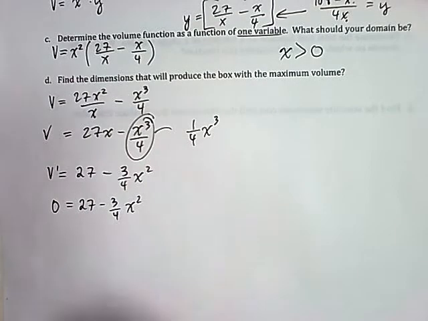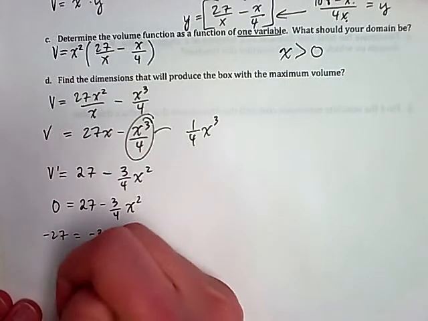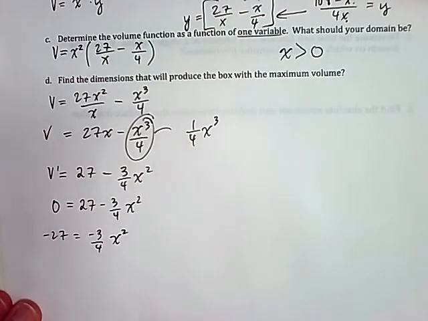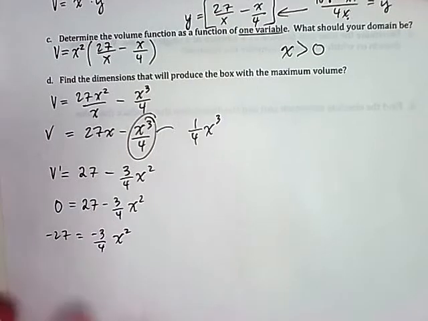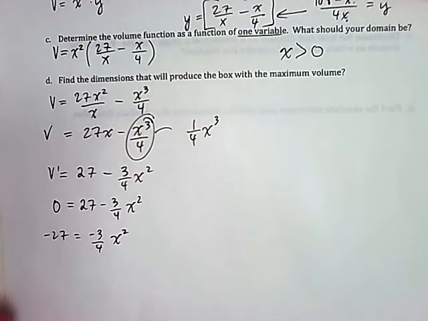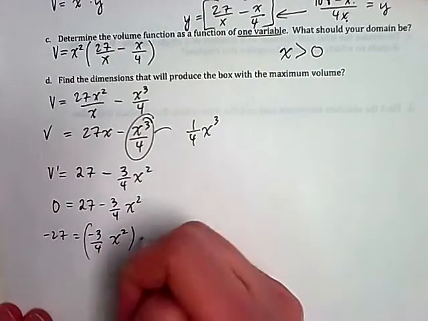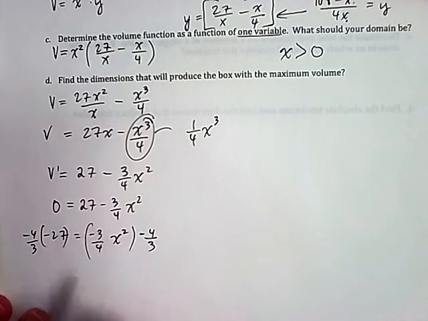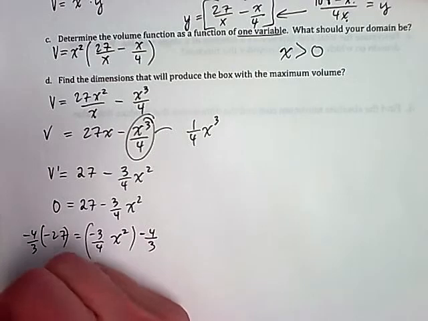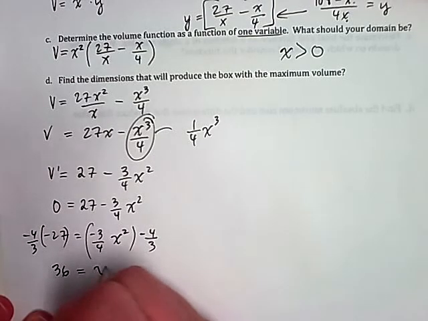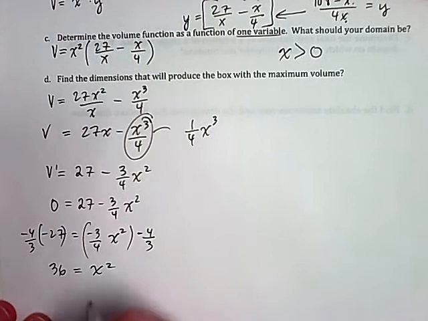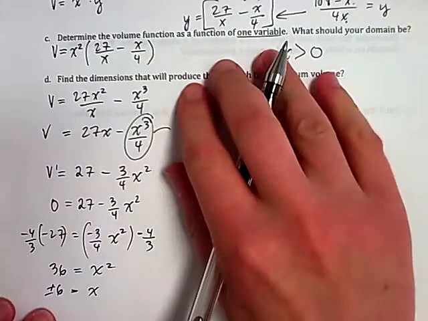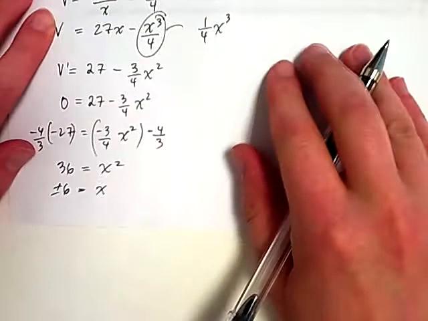Subtract 27 over. And then I would multiply both sides by 4/3, or negative 4/3. So that's like dividing by 3, I get 9, and then multiplying by 4, I get positive 36. Equals x squared, square root both sides, and x equals plus or minus 6. Oh, you can't see my work, sorry. Or maybe you could, I'm not sure.